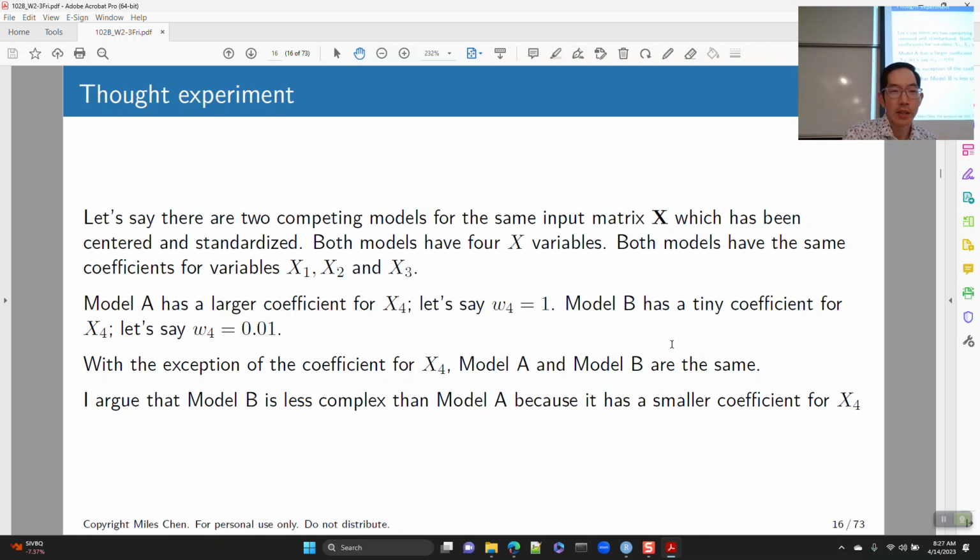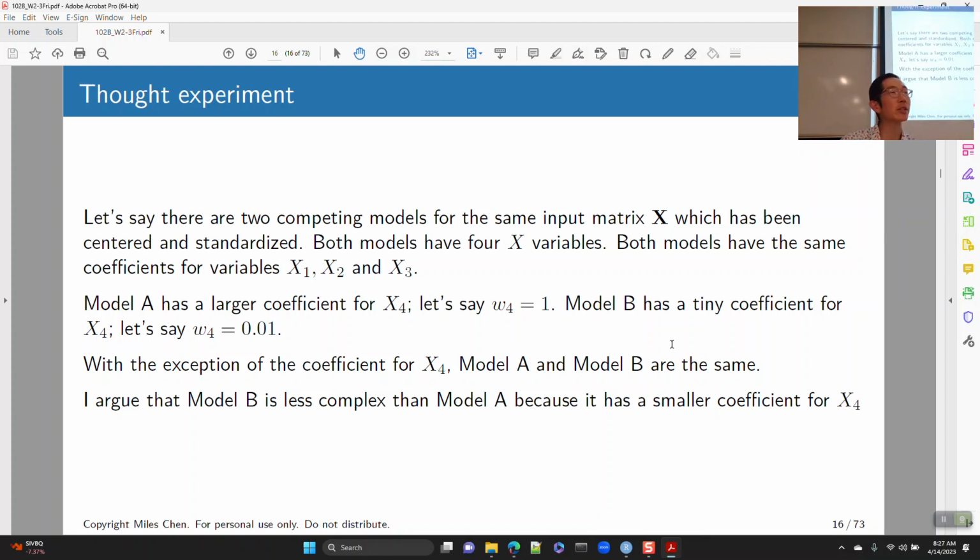Okay. So let's just think about this for a second. Let's say we have two competing models for the same input matrix X. X has been centered and standardized. And both models have 4 X variables. And both models have the same coefficients for X1, X2, and X3. So we'll have W1, W2, W3. Those are the same. But then model A will say the weight for the 4th X variable, X4, is 1. And model B has the weight there to be 0.01.